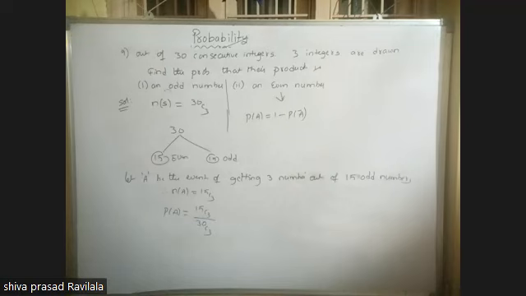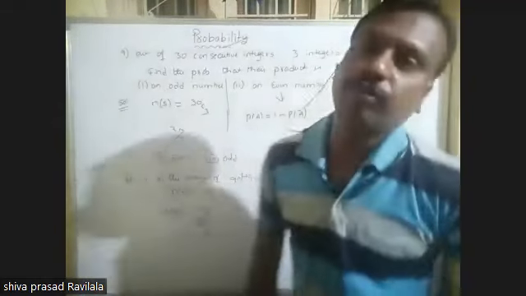Sir, 2 even, 1 odd is also even. Okay, you can take like this also. It is better to take like this. Don't write 1 or, don't write like that. 1 minus probability of A complement. 2 even and 1 odd, you can take that 15C2 into 15C1.